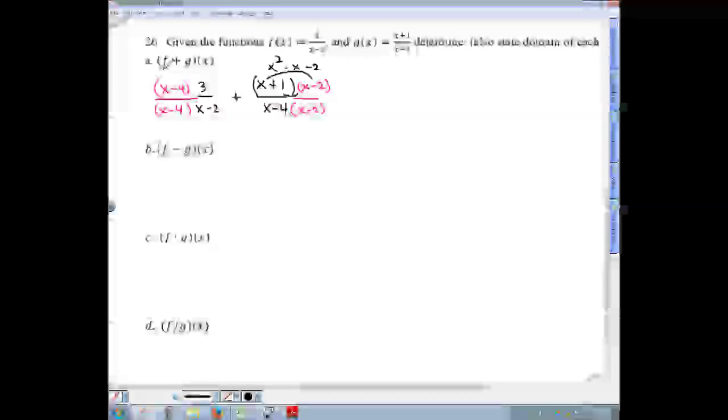Over here, we're going to have 3x minus 12. So now we have a common denominator of x minus 4 times x minus 2. We can combine terms in the numerator. X squared minus 2x minus 14. Don't forget to state the domain.